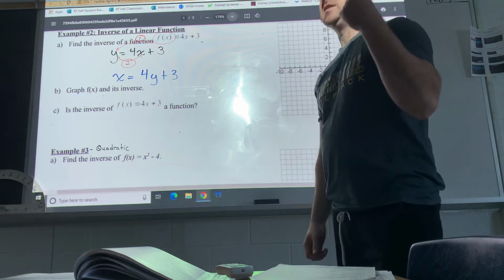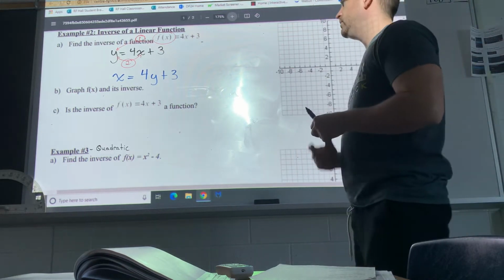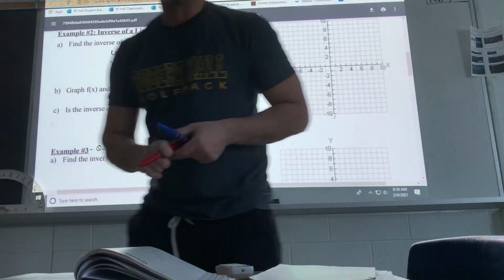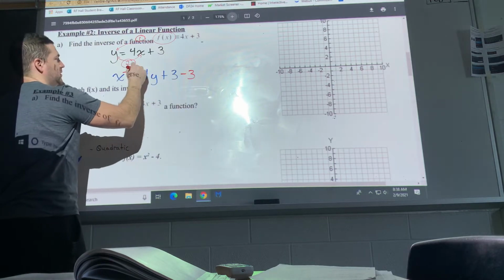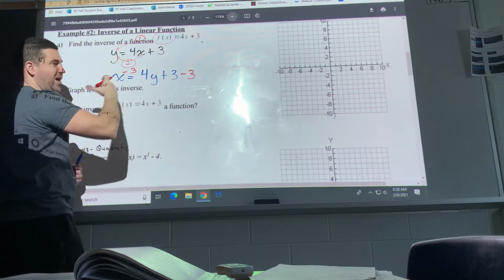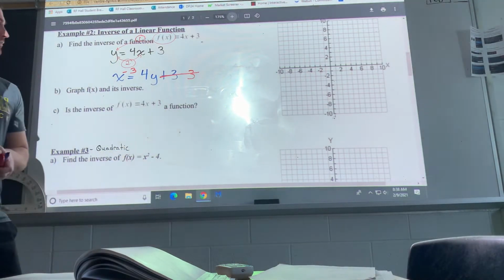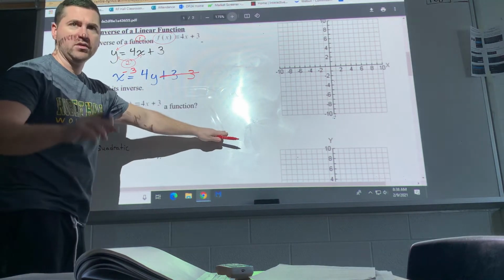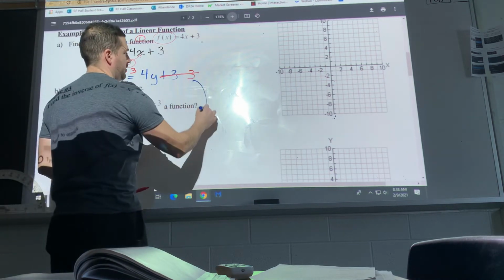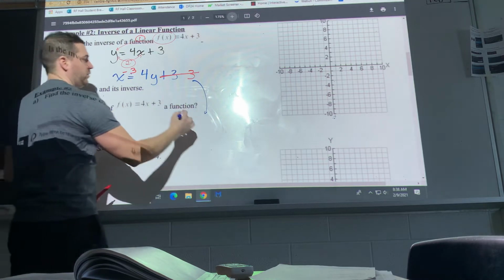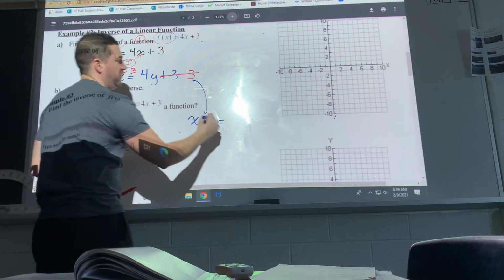Divide by 4 will be the second step. We're going to move the 3 over, or cancel it out. Okay, subtract 3, good. So we're going to subtract 3 on both sides, or move it over and subtract, whichever one you prefer. I'm just going to move it down here because I know the glare is right there. So we have x minus 3 on the left, and on the right we have 4y.